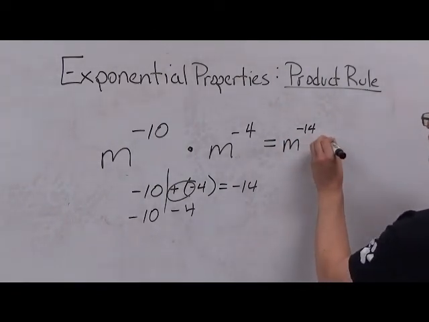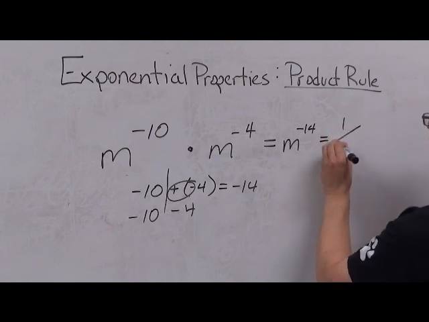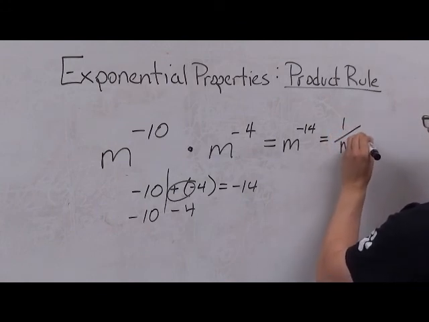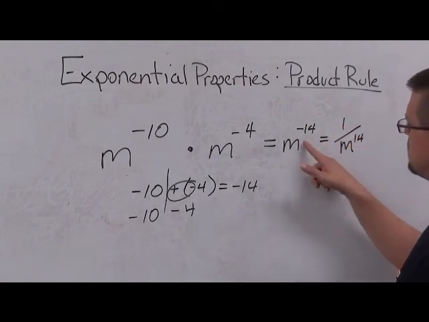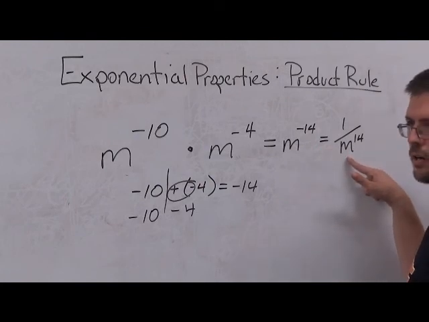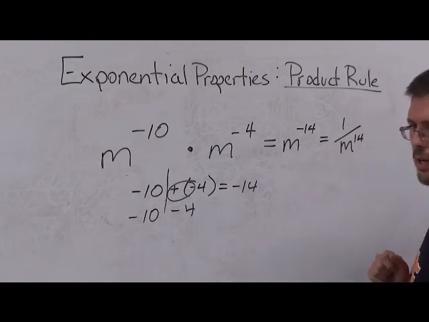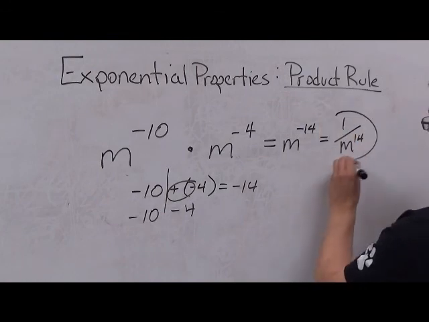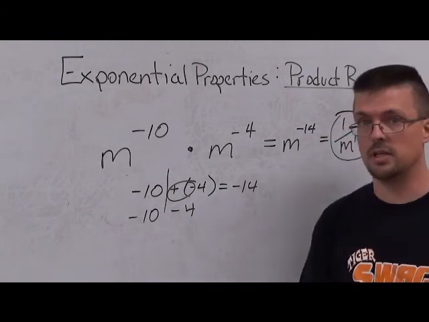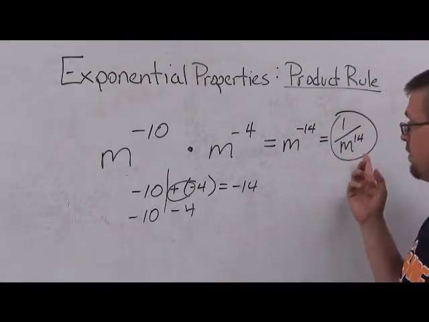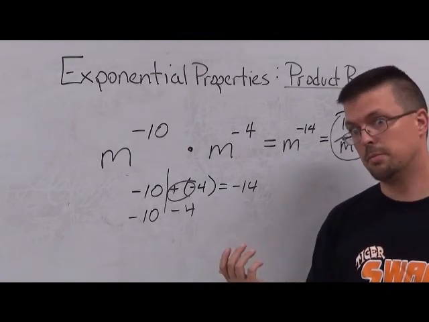But like in our last example, we can't leave this as a negative exponent. So to finish this process off, we're going to put a 1 on top and move our exponent and its base into the denominator and take off the negative. And really what we have here is what could be a very small number.